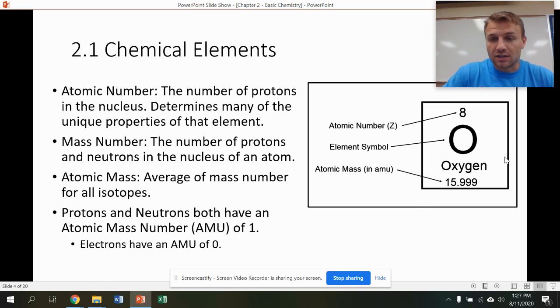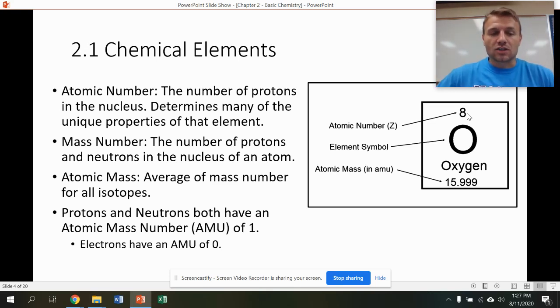Here with oxygen, you can see there's 8 protons in the nucleus. If we take one of those protons away, or we add a proton to the nucleus, we change what element it is. If you change the number of electrons and neutrons, you're changing maybe some of the characteristics, but it's still oxygen. When you change the number of protons, that's when you change what element it is.